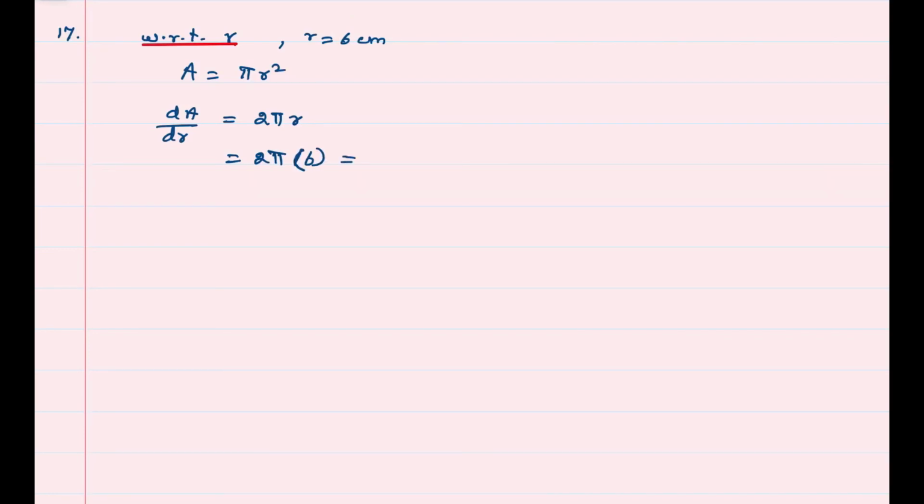Next question, choose the correct answer in exercises 17 and 18. Question 17, the rate of change of area of a circle with respect to its radius at r is equal to 6 centimeters is. Area of the circle is pi r square. Let us differentiate with respect to r. It is 2 pi r. r value is given, which is 6 centimeters. Therefore, the answer is 12 pi. B is the correct option.